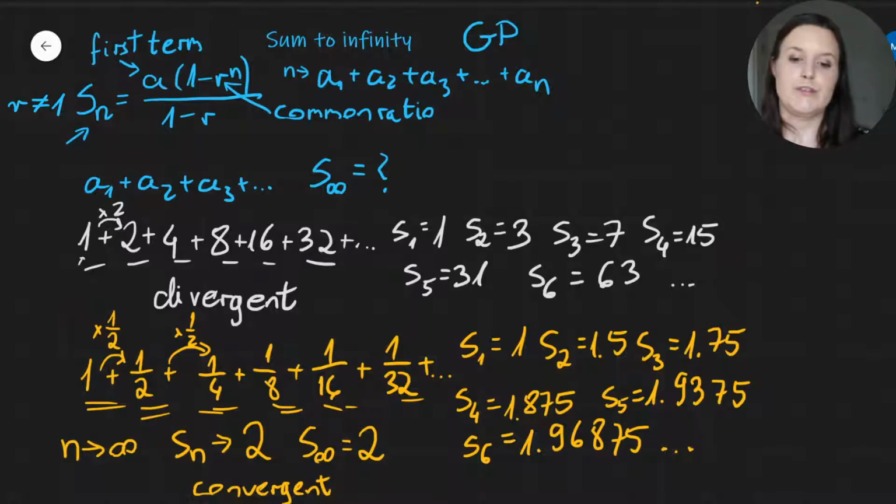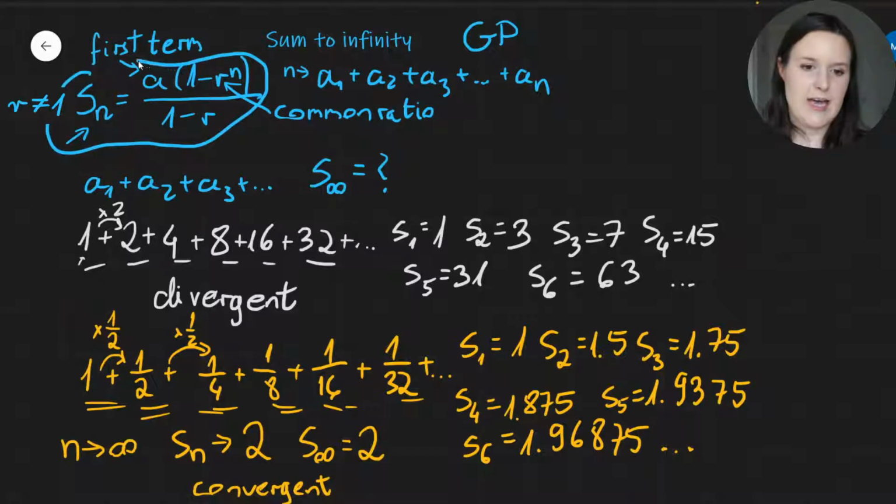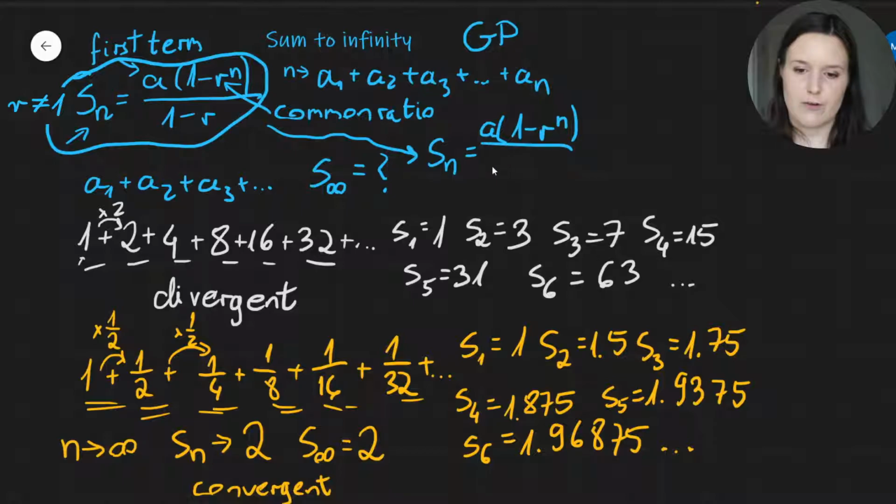I just wanted you to realize that there are two options. And now going into details, I will use the formula for the n terms, and just observe what happens with this formula as n tends to infinity. So we have the sum of infinitely many terms. Let me copy it here. Sn is a1 times 1 minus r to the power of n over 1 minus r.